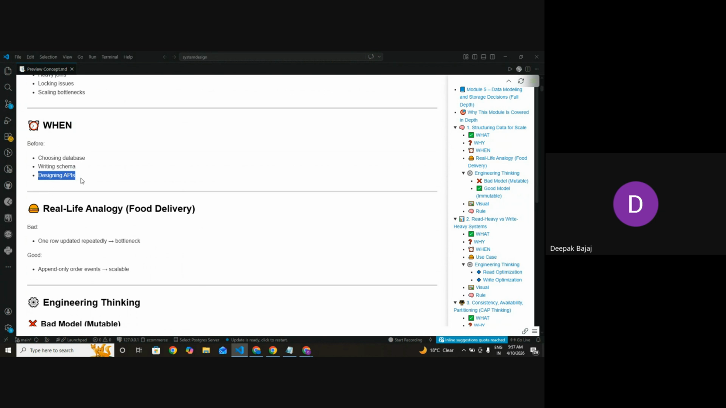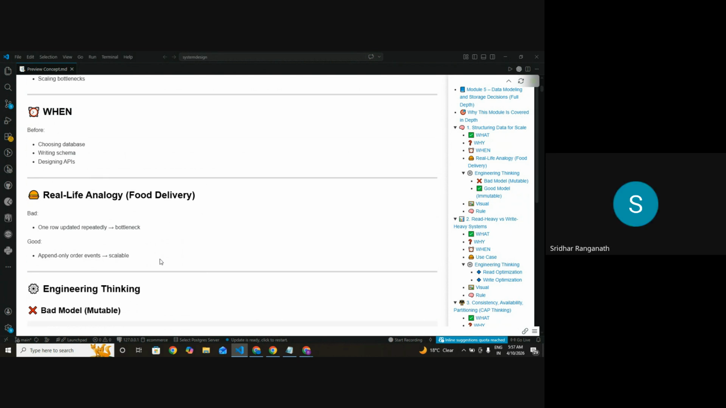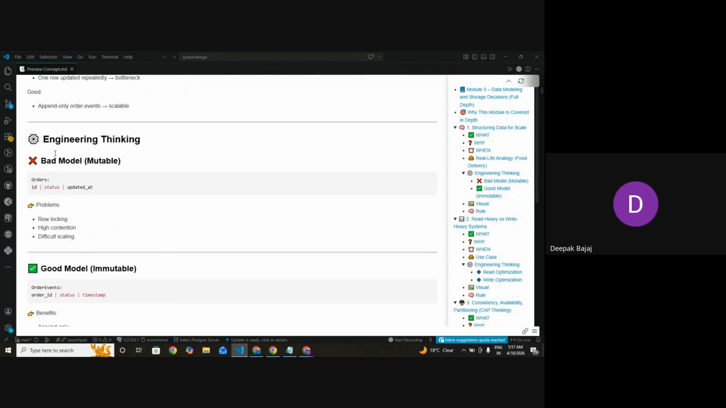Like this food delivery analogy: bad is one row updated repeatedly, which is a bottleneck. Good is append-only order events, which are scalable. Engineer thinking: a bad model is mutable, where you can change it.